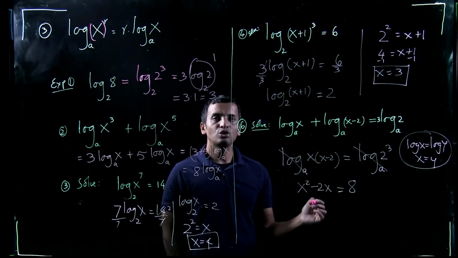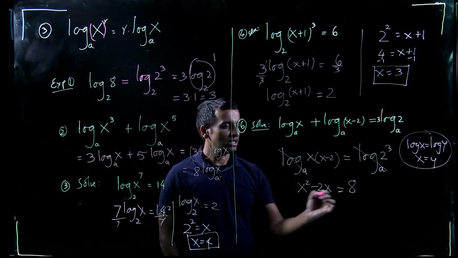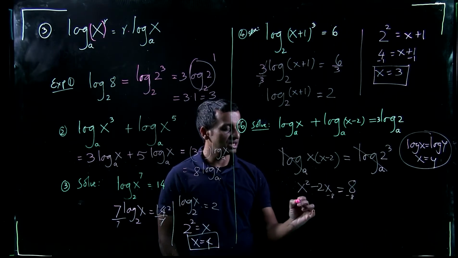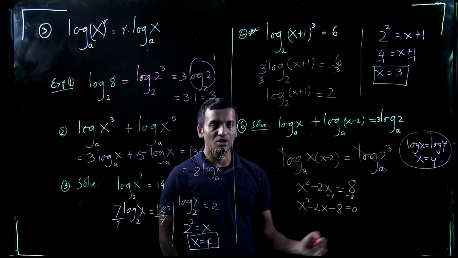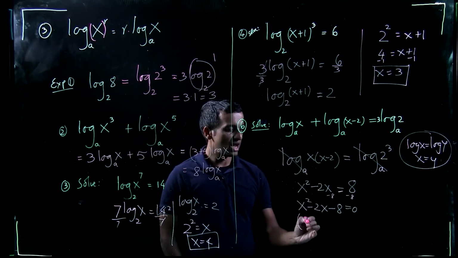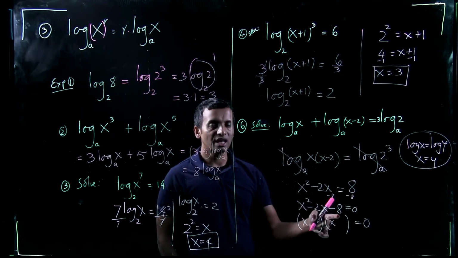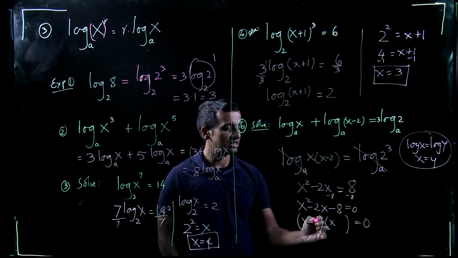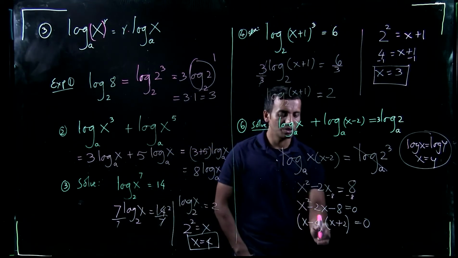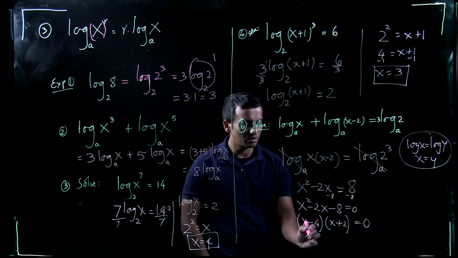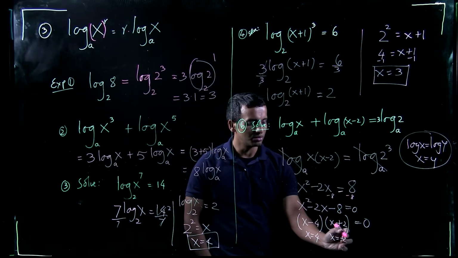This is a quadratic. To solve a quadratic equation, you make the right-hand side 0, right? So subtract 8 on both sides, and you get x squared minus 2x minus 8 equals 0. So how do you solve this? What are the two numbers whose product is negative 8 and sum is negative 2? That is negative 4 and positive 2. That's right. So if you solve the first one, you get x equals 4. If you solve the second one, you get x equals negative 2, right?